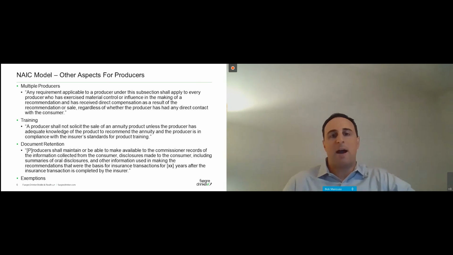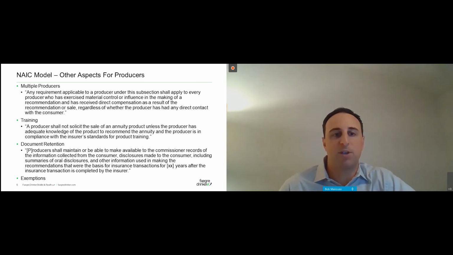Third is, the model's got a section on document retention. And at a high level, producers are going to need to maintain, and then be able to make available, records of the information they collected from consumers, the disclosures they made to consumers, and certainly the information that they used in making the recommendation. And we talked earlier about the documentation obligation. And this is another reason why the documentation obligation is so important, right?